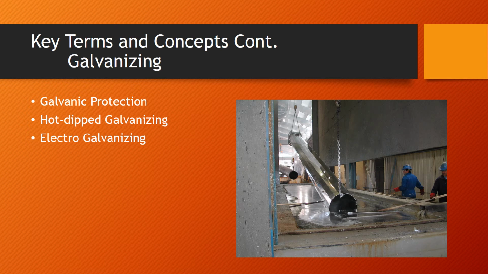Electrogalvanizing is another form of galvanizing in which electric current is used to move molten zinc onto steel. Mechanical galvanizing is a process performed at room temperature where the zinc coating is not put on through electricity or hot dipping.